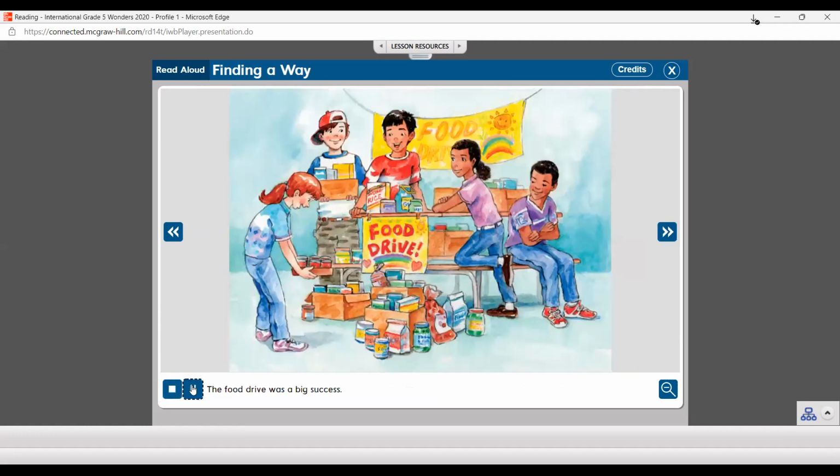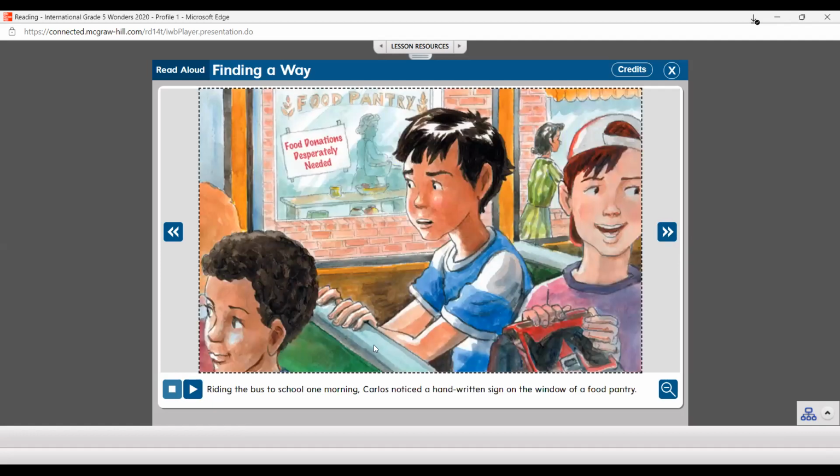The food drive was a big success. So they decided to make a plan, and they planned to make a food drive. And they said the food drive was a big success. As you can see, they placed all kinds of food and gave it for donation. That was the read aloud story.